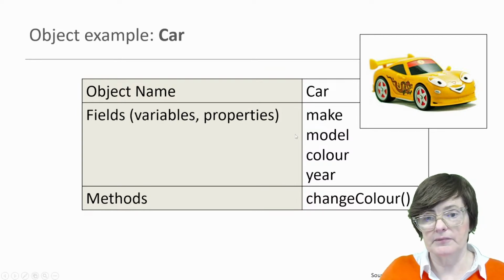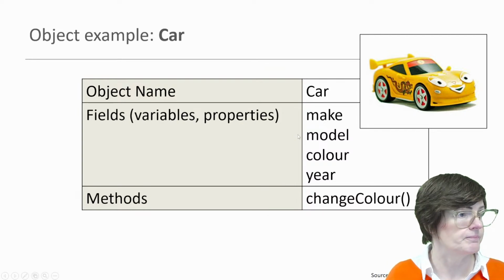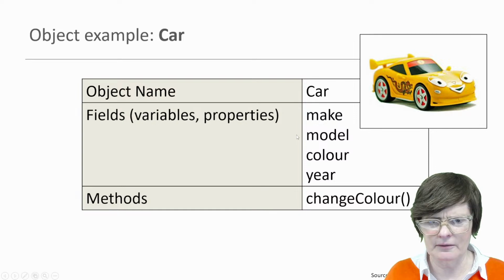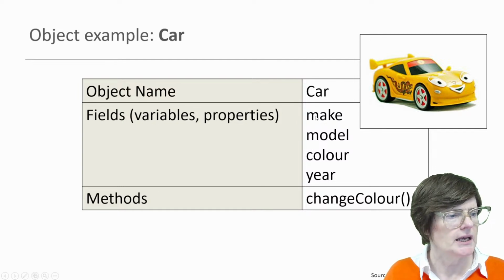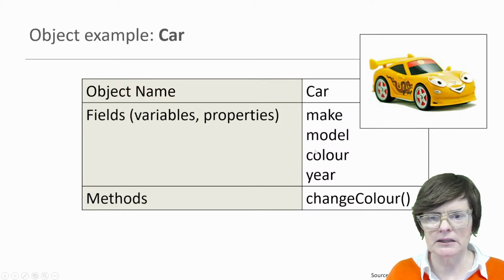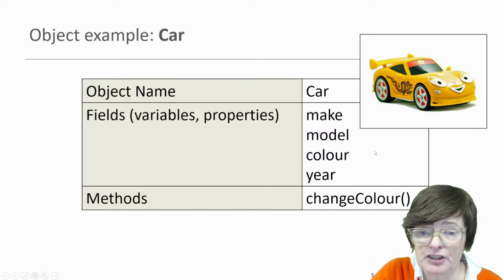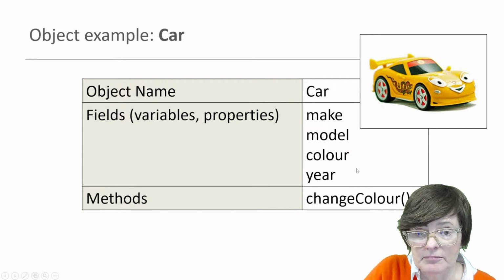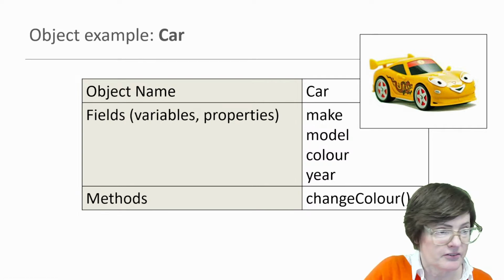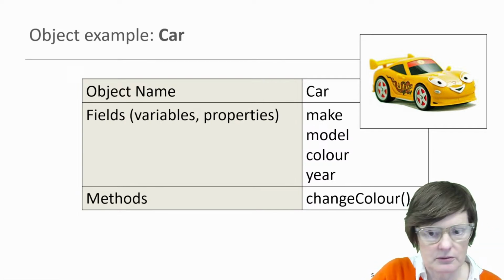Here's my car. I've gone for a very cool car there, I don't think. So in the car, you might have the make, the model, the colour and the year. Now, obviously, there's a lot more that I could say about a car. And one of the methods then would be to change the colour, because the colour isn't a fixed thing in a car. And especially if you're producing 50,000 cars a year, they're not all going to be yellow, you would hope.